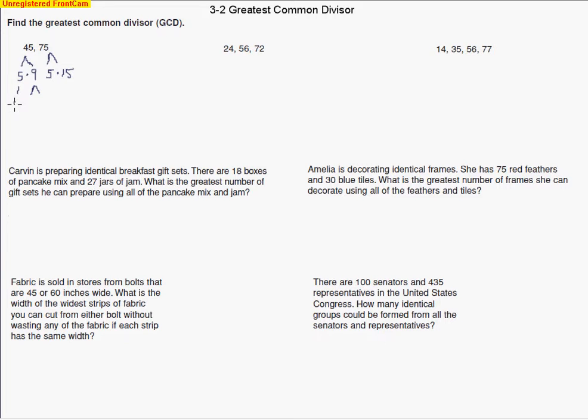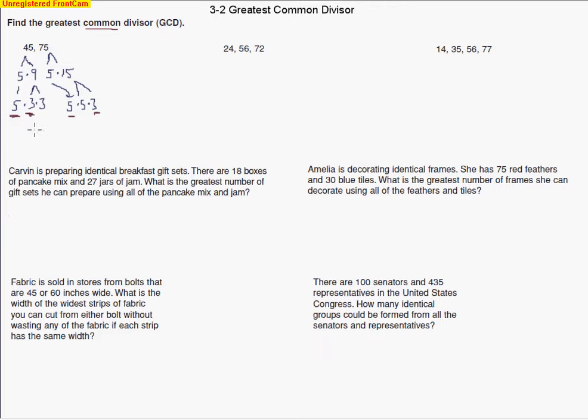So I'll bring down the 5 and the 45. 9 breaks down to 3 times 3. And so over here, I'm going to bring down this 5 and break this 15 down to 5 times 3. So what I see is that both of these terms, the 45 and the 75, have a common factor of 5. This one has 2 5s, but this one only has 1. So we're talking about common factors. And so 3 is another factor. This one has 2, but this one only has 1. So we can only use 1 3 and 1 5 as a common factor.